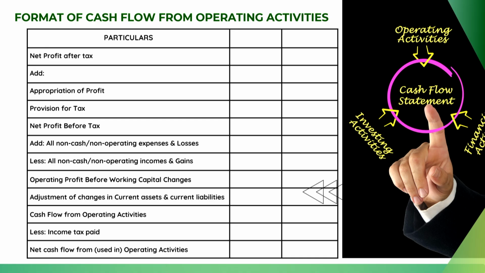Similarly, moving further, we are there to deduct all the non-cash or non-operating incomes and gains. The incomes and gains while preparing the profit and loss account have been shown in the credit side of the PL account, and anything which is shown in the credit side of the PL account is going to increase the profit ascertained through the profit and loss account.